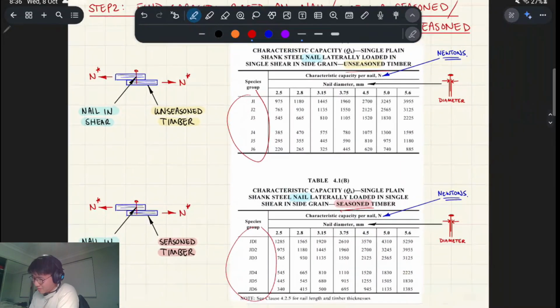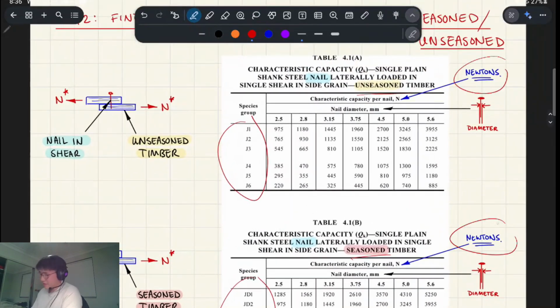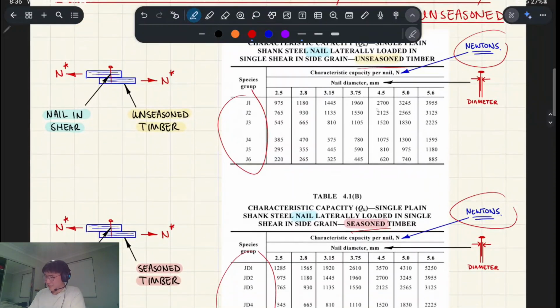and those will correspond to these joint groups, and they will specify what nail diameter it is. And just remember, what you see here is in newtons. So don't be saying that your nail can take 2700 kilonewtons.